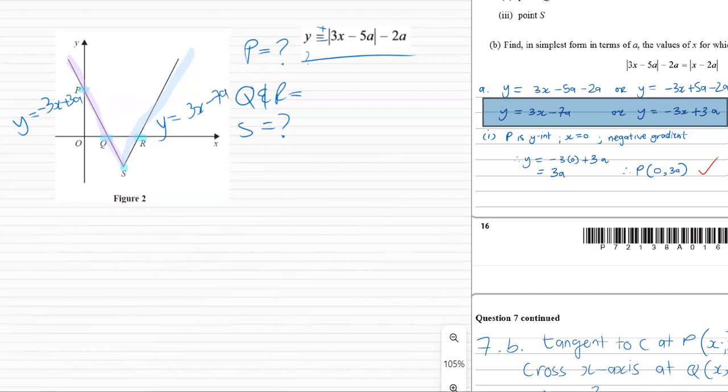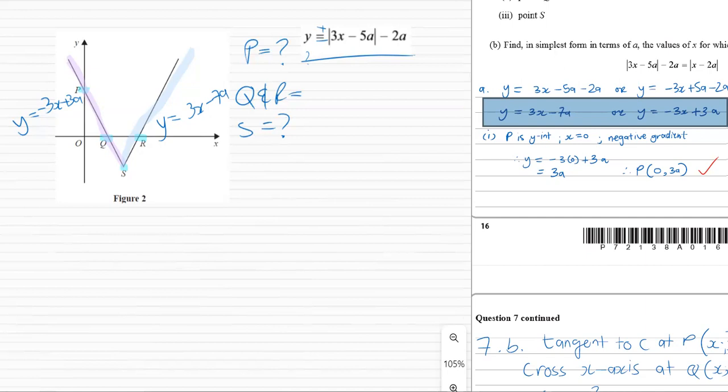Okay, so first step, match up the correct gradient to the correct line. And then you can see P and Q are on the pink one, which is the negative gradient, and R is on the blue one, which is the positive gradient. So all the questions after you've done this step, everything becomes a little bit easier.